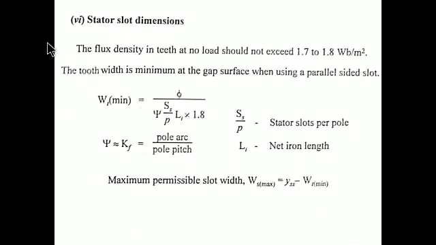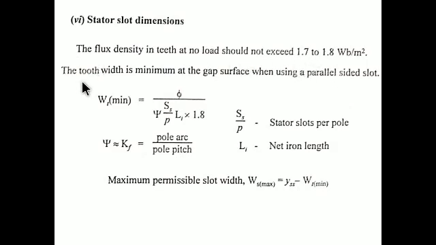Then the next one, stator slot dimensions. Here in the stator slot dimensions we are going to find the width. We cannot find the direct value of width; first of all we need to find the minimum width value. Before that, there is a small data point. The flux density of the teeth at no load will not exceed the value of 1.7 to 1.8 Weber per meter square. It is a condition, and you have to assume this.